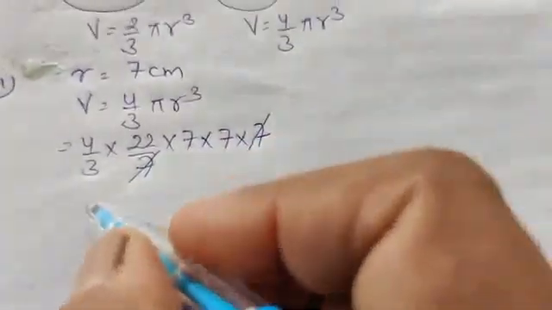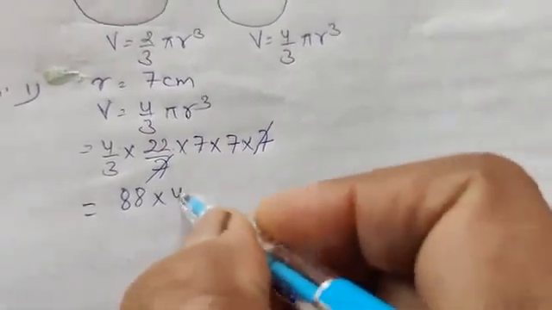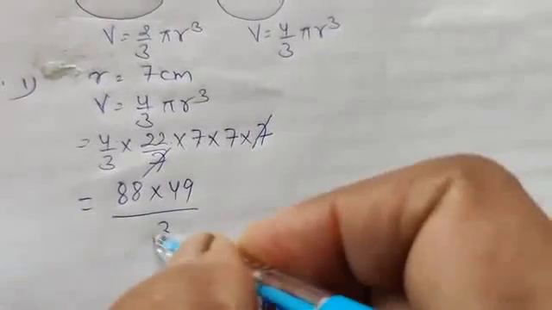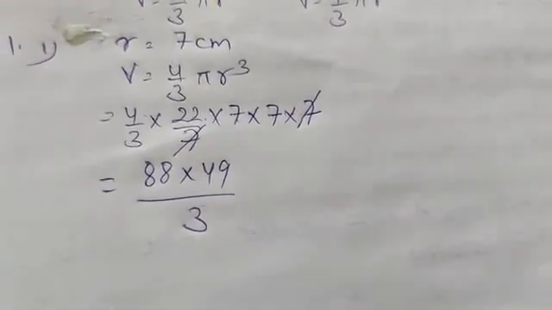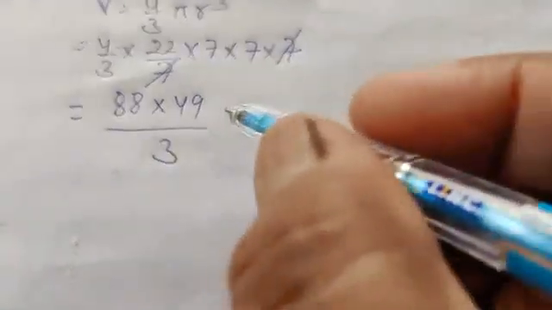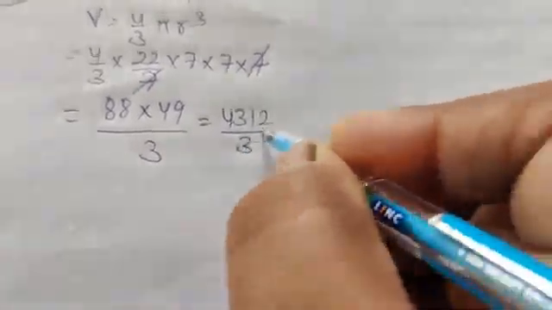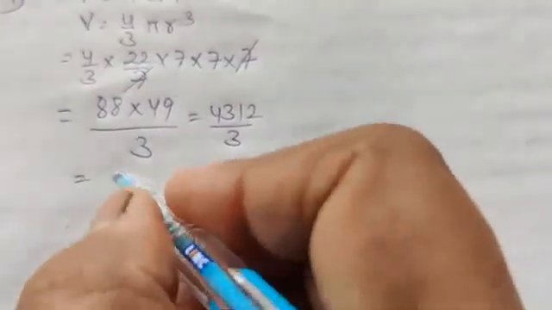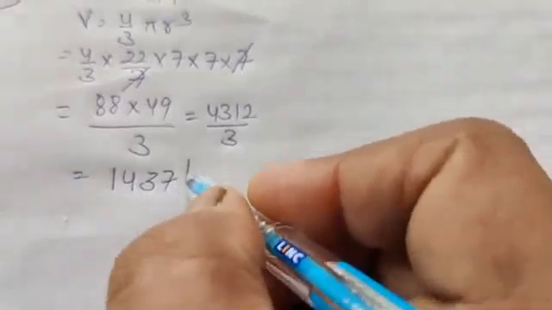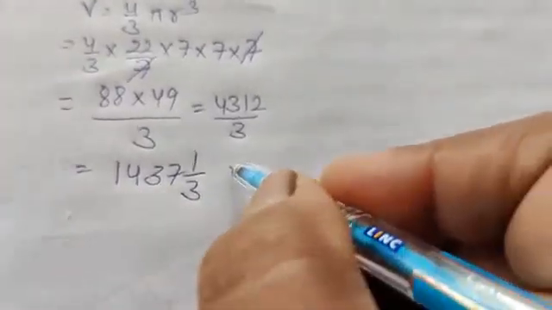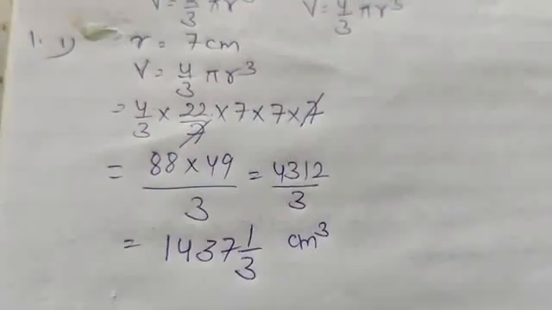Cancel 7. Now multiply 22 into 4 is 88, into 49 by 3. You will get the answer by dividing this: 4312 by 3. Now convert into the fraction: divided by 3, you get 1437 and remainder 1, so 1437 1/3 centimeter cube. Okay. Next question.